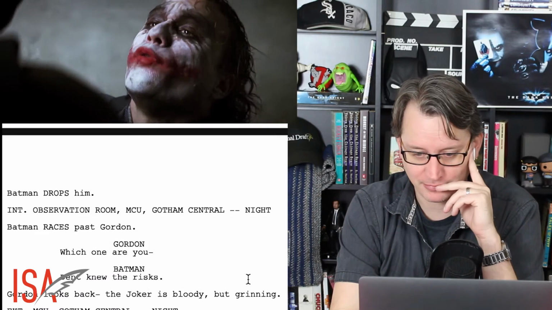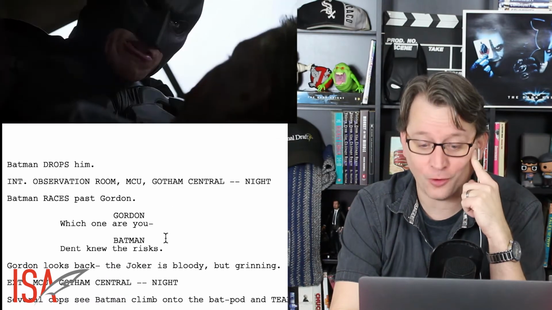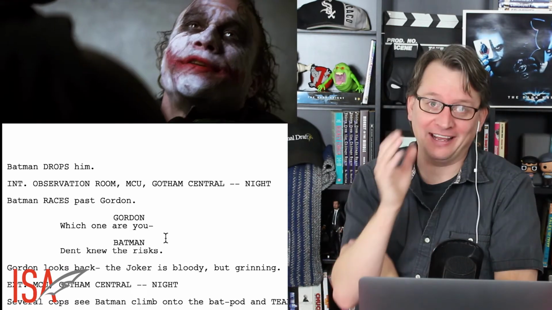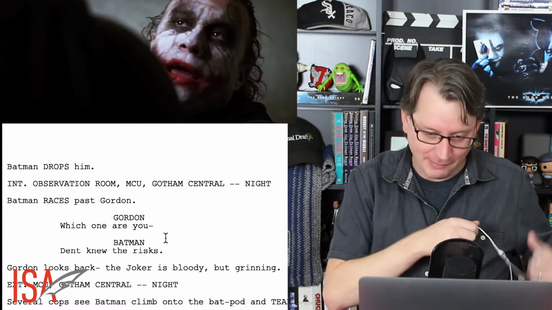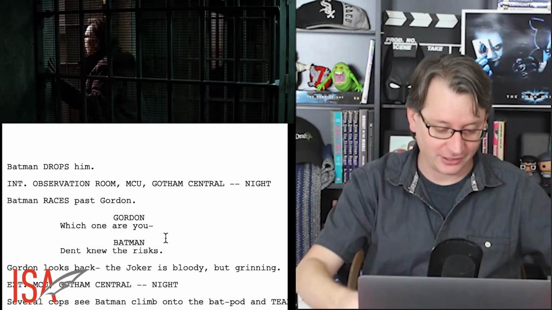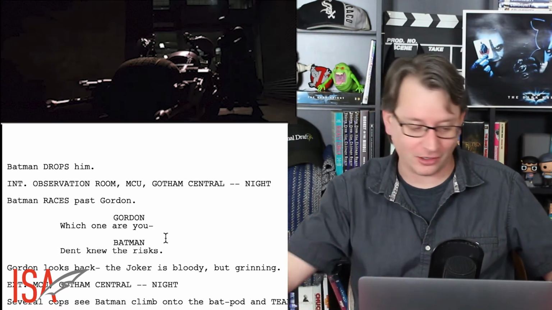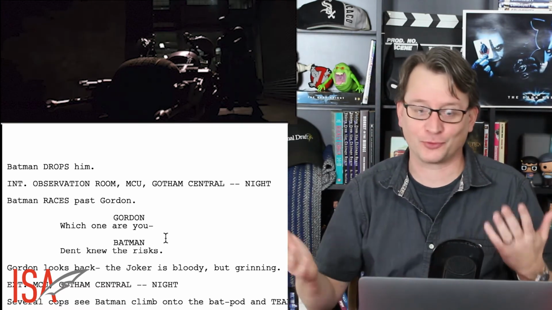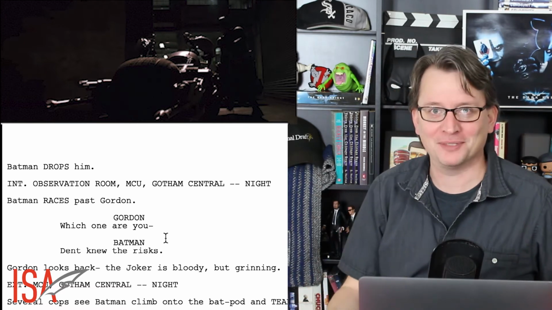Batman drops him. Observation room, MCU, Gotham Central Night. Oh, interesting. In the version that we just looked at, the final filmed version, they meet up. Who are you going to go after? Which one you going after? Rachel. Of course, Batman, his heart belongs with Rachel Dawes. He says, Rachel, here, he says, Dent knew the risks. So he's almost condemning him to die.